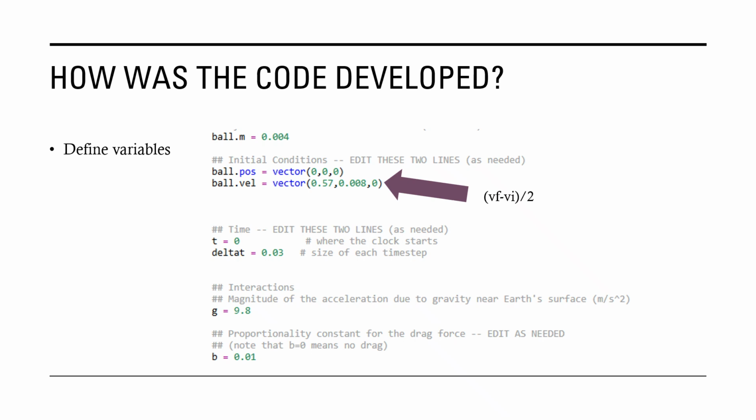So the code was developed by first defining our variables. The initial position of the ball is going to be the origin to make our lives easier, and the initial velocity of the ball is going to be found using average velocity, which is the final position minus the initial position over 2, and these values can be found in Tracker.